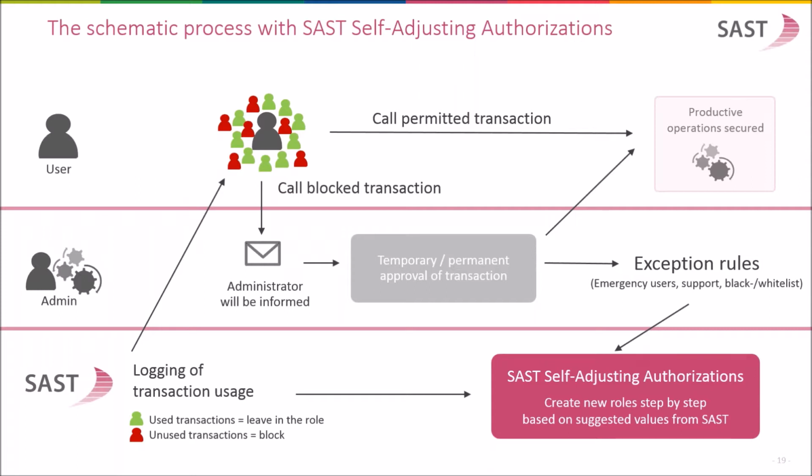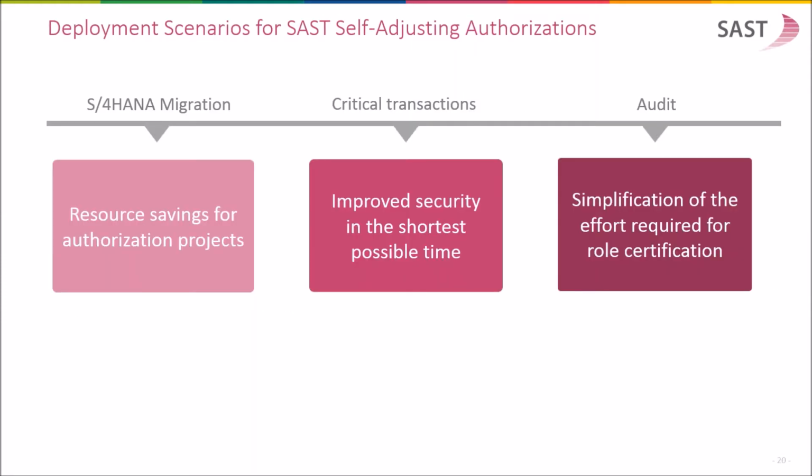So at least we have some exception rules inside our tool for emergency users, support, or special activities which are put in black or white lists. So another big point is that we see in this example, you are reducing the number of transactions directly from 10 used transactions inside the role, and we have at least 3 often used transactions and 4 or 5 seldom used transactions. So we're just reducing the number of transactions, and the role looks more transparent.